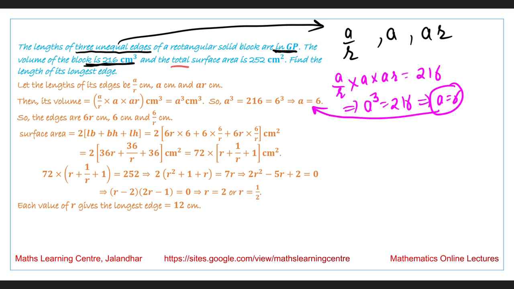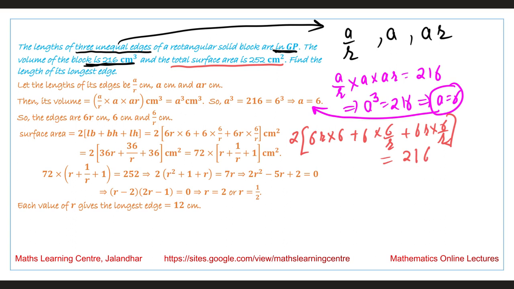Next, it is given that the total surface area is 252 centimeter squared. So the value of 2 into (length into breadth), it is 6r into 6 plus 6 into 6 by r plus 6r into 6 by r. The sum of these values is given to be 252. If we solve this equation, the answer we obtain is 72 into (r plus 1 by r plus 1), that is equal to 252.